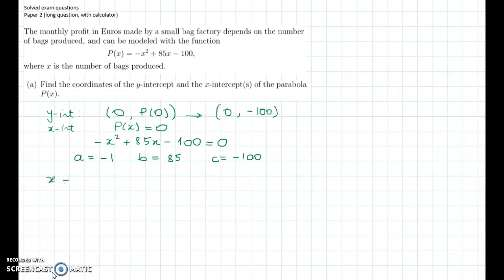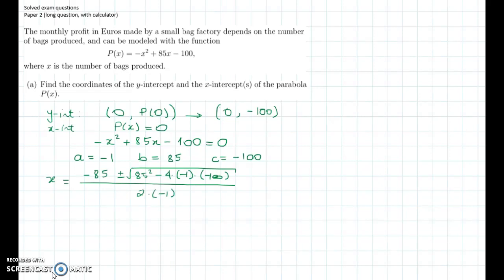So we need to find minus 85 plus minus the square root of 85 squared minus 4 multiplied by a, which is negative 1, multiplied by c, which is negative 100. And then we need to divide all of this by 2 times a, which is 2 times negative 1.